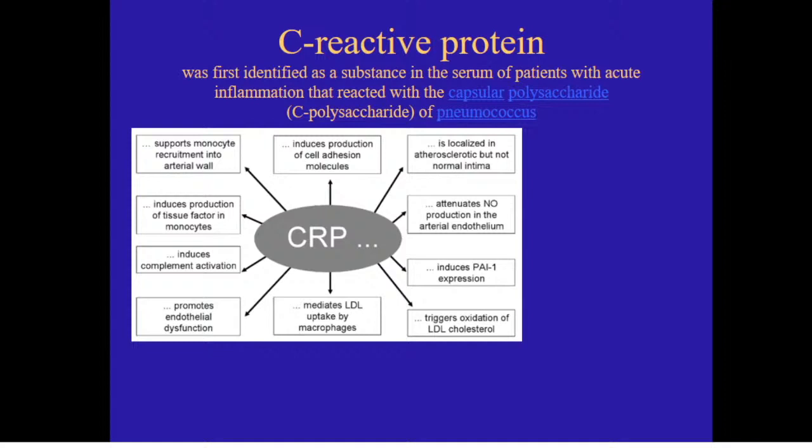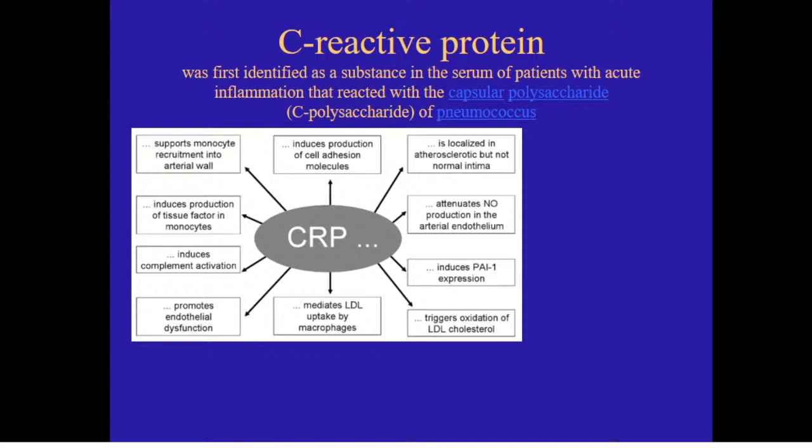Another of the most important proteins from this group, the acute phase of inflammation, is C-reactive protein. Why is it named C? Because at first it was identified as a substance from the blood serum of a patient with acute inflammation caused by pneumococcus, and it interacted with the capsular polysaccharide. This capsular polysaccharide was named C polysaccharide, and due to this the protein obtained its name, C-reactive.